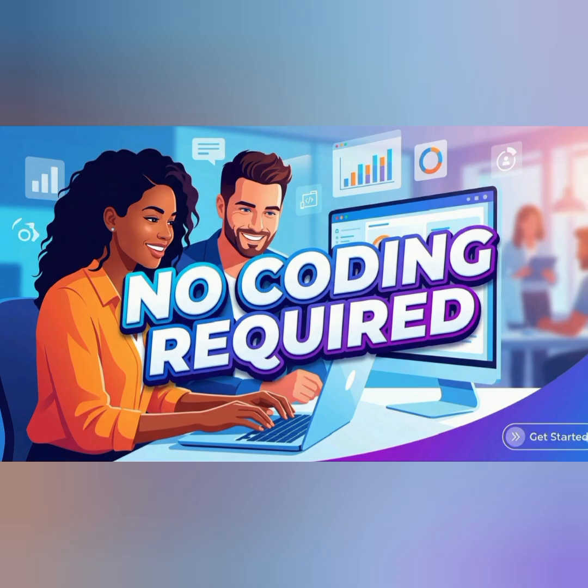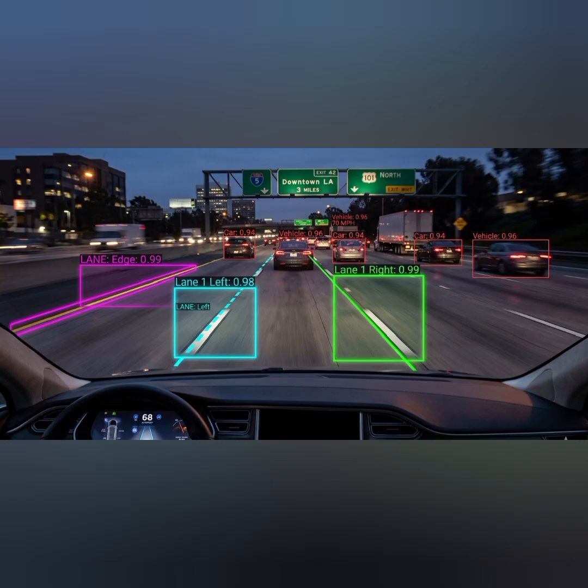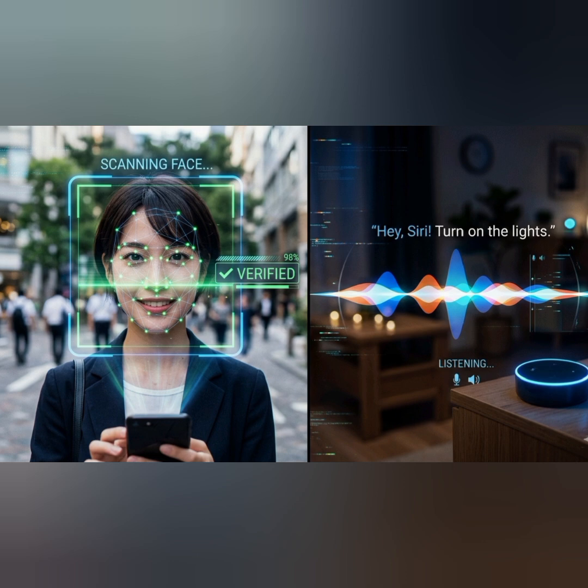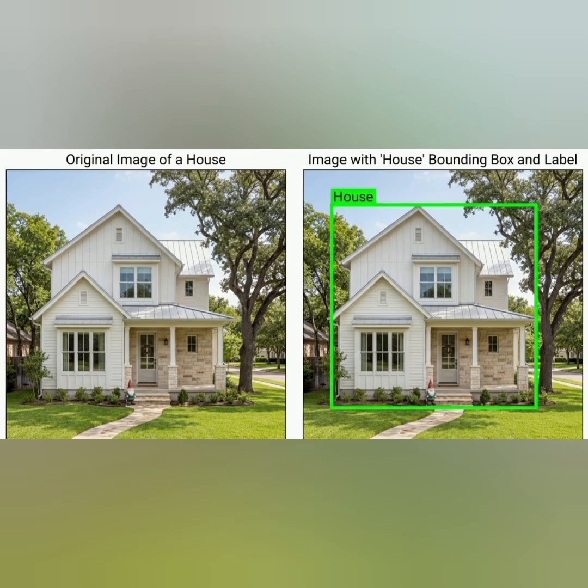Let's start with something simple. Data annotation is the process of labeling data so machines can understand it. Now, imagine trying to teach a child something new. At the beginning, the child doesn't know the difference between a cat and a dog. So someone has to point at a dog and say, "This is a dog." Then point at a cat and say, "This is a cat." Over time, the child starts to recognize the differences.